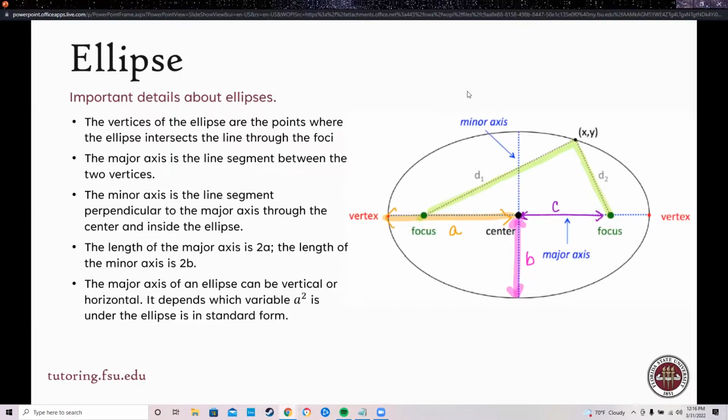The vertices of an ellipse are the points where the ellipse intersects the line through the foci. The foci are where these distances are coming out of. The major axis is the line segment between the two vertices, along the long side. The minor axis is along the short side, perpendicular to it. The length of the major axis is 2a, and the length of the minor axis is 2b, because a is the radius of the major axis, so 2a would be the diameter of the major axis. And similarly for the minor axis.